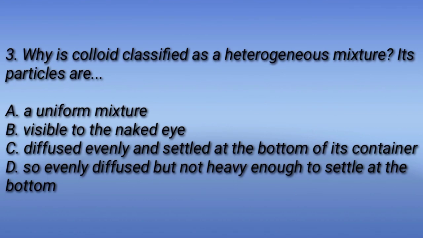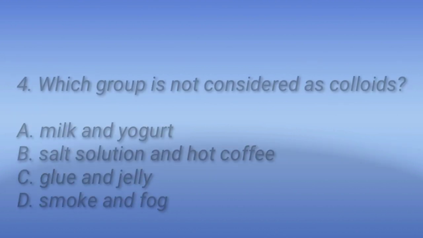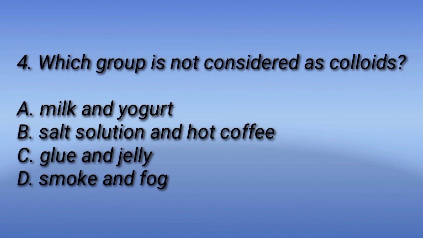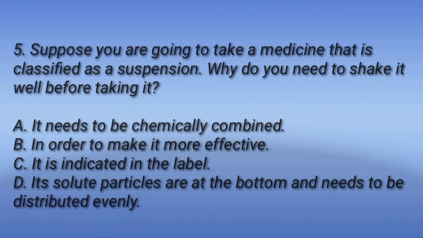3. Why is colloid classified as a heterogeneous mixture? Its particles are A. A uniform mixture. B. Visible to the naked eye. C. Diffuse evenly and settle at the bottom of its container. Or D. Evenly diffuse but not heavy enough to settle at the bottom. 4. Which group is not considered as colloids? A. Milk and yogurt. B. Salt solution in hot coffee. C. Glue and jelly. Or D. Smoke and fog.